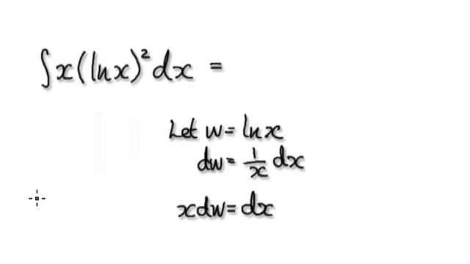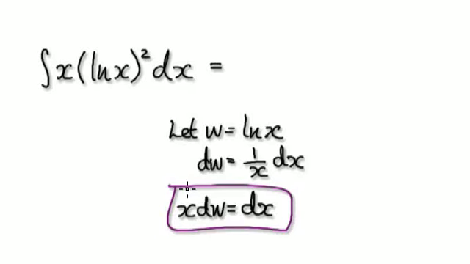Okay, so to do this, let this thing here be W. So let W equal this. Then if W equals this, then dW equals this. Now make dx the subject, so times both sides by x. That will then give you this.